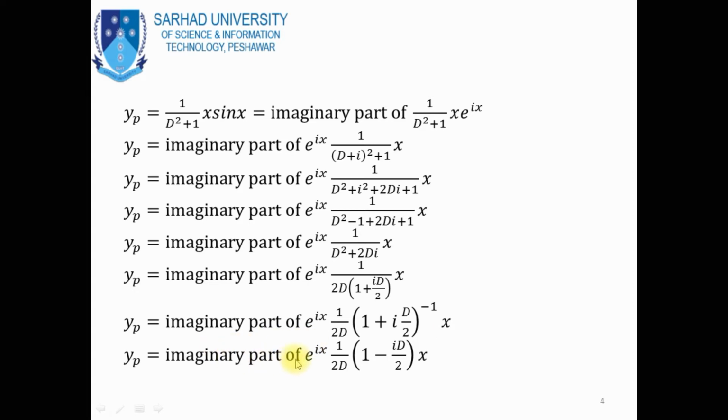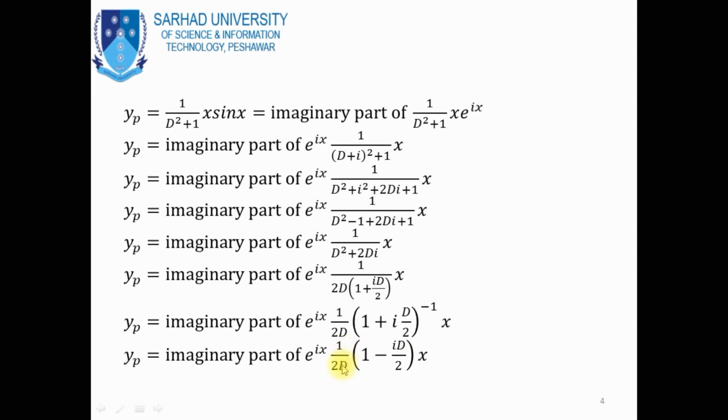Now the imaginary part of e^(ix) into 1 over D, and now I expand this binomial expansion up to the second term, 1 + nx. (1 + x)^n can be written as 1 + nx + n(n-1)/2! x² and so on. But since in the given polynomial we obtain only x to the power 1, we need only two terms of the binomial expansion, 1 + nx. This iD/2 represents the x term in the expansion. So the power minus 1 is represented in 1 + nx, minus iD.